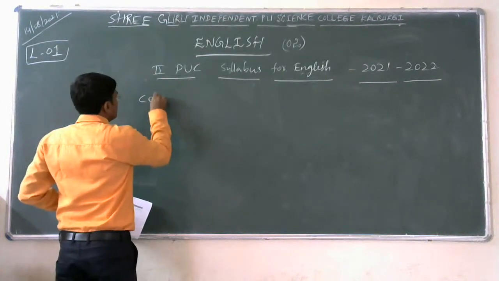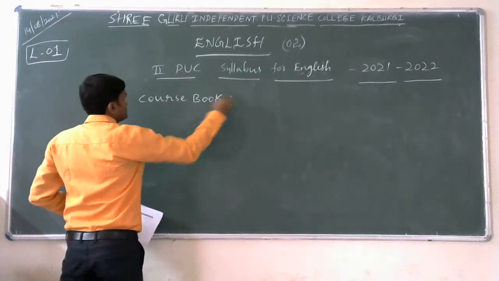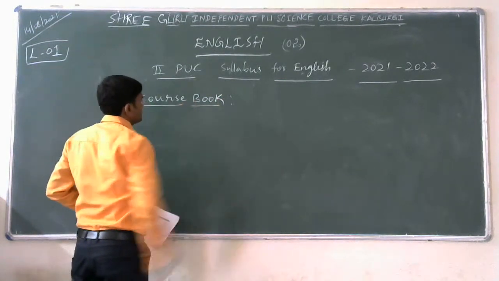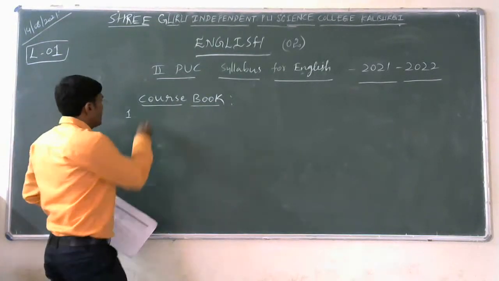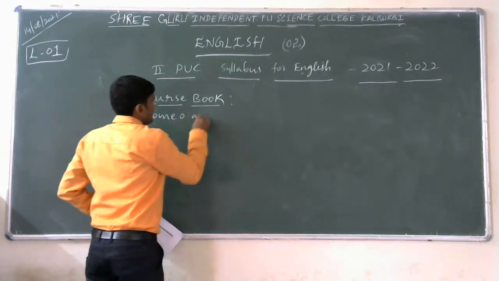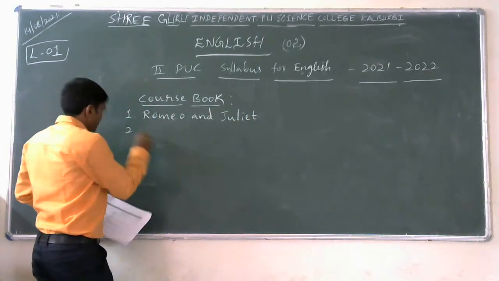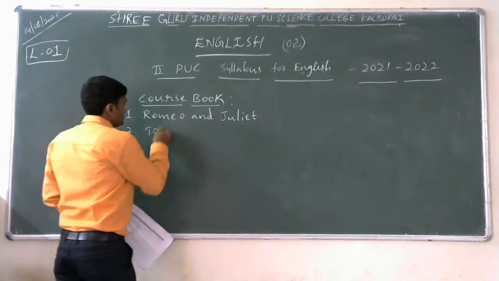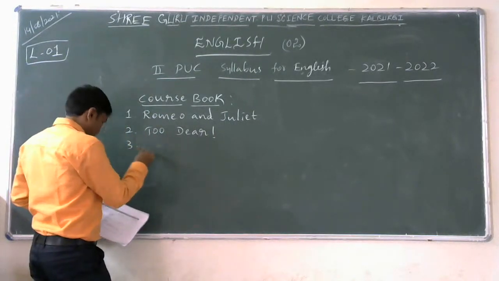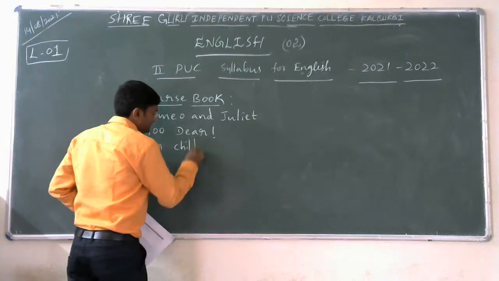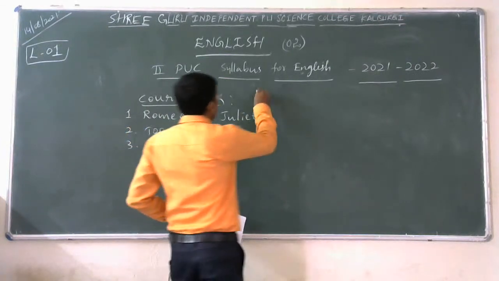Course book. In the course book, I mean textbook, you are supposed to study Romeo and Juliet. Number 2 is Two Dear. Number 3 is On Children. This is one part, my dear students.